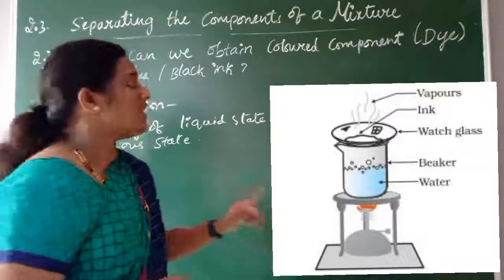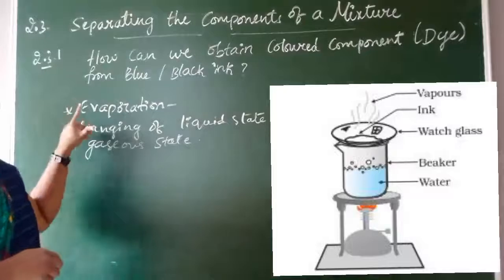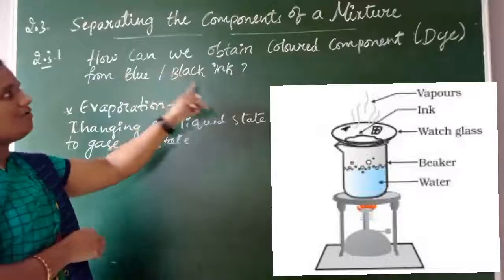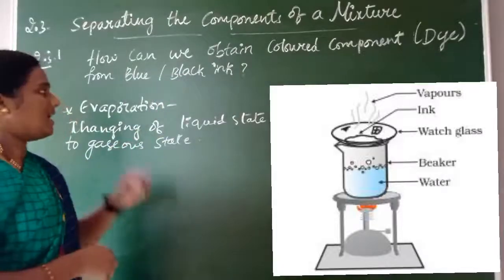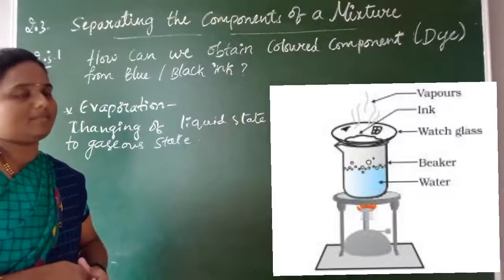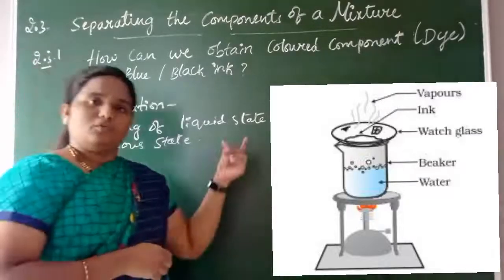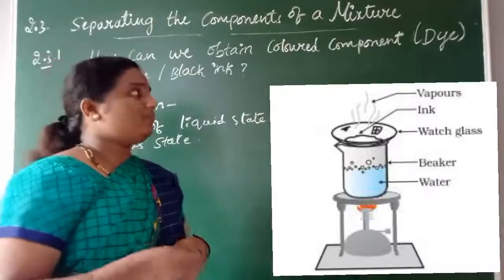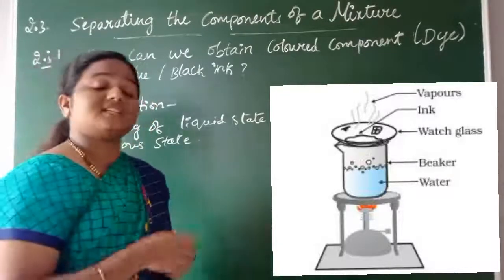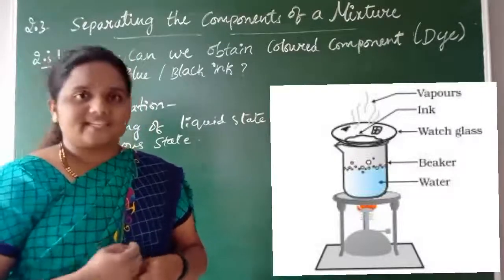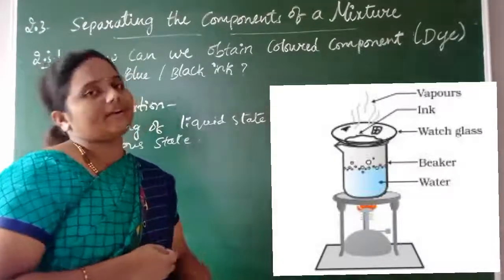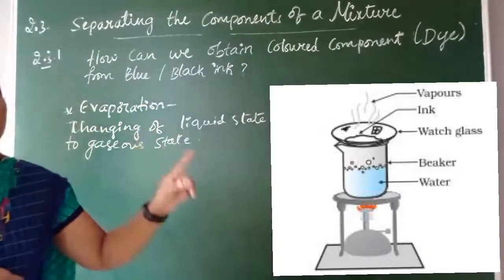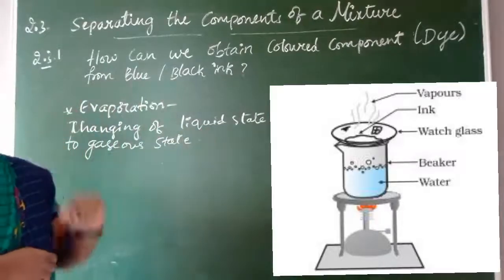Is it clear, children? Okay, once again I will explain. This method is mainly used to separate a component, for example the dye from blue or black ink. At that time we need to use the evaporation method. Here we have to take the component and heat it indirectly. With continuous heating of the beaker, it changes its state from liquid to gaseous. Whatever liquid was contained in the dye has now evaporated to the surroundings.